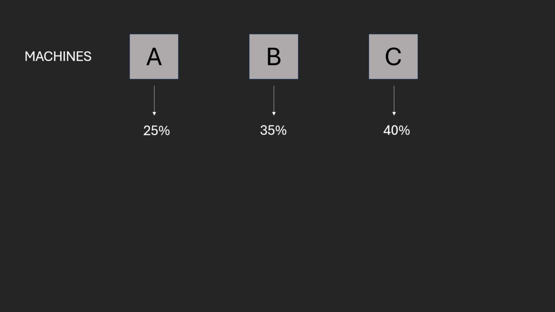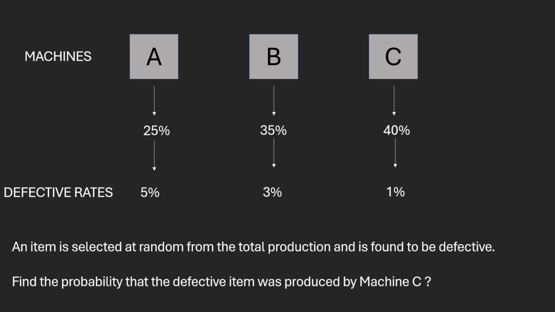Machine A produces 25% of the total items, Machine B produces 35% of the total items, and Machine C produces 40% of the total items. These machines also produce defectives. The defective rates are given as 5% for Machine A, 3% for Machine B, and 1% for Machine C. Now, an item is selected at random from the total production and is found to be defective. Find the probability that the defective item was produced by Machine C.